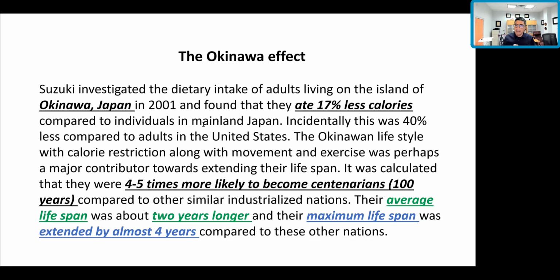Many of us have heard about the Okinawa effect. Okinawa is an island in Japan where it was found on a research survey that these Okinawans ate about 17% less food than mainland Japanese and roughly about 40% less compared to the Americans. And when you looked at the lifespan, the average lifespan and the maximum lifespan, the Okinawans had about a 4 to 5 fold better chance than, let's say, the United States or the United Kingdom of reaching 100 years of age. Their average lifespan was increased by about 2 years, and their maximum lifespan was extended by 4 years. So there is some evidence based on demographic studies that calorie restriction is beneficial.